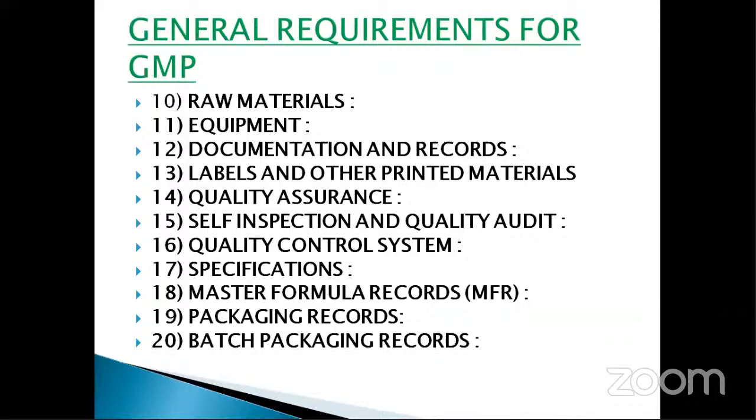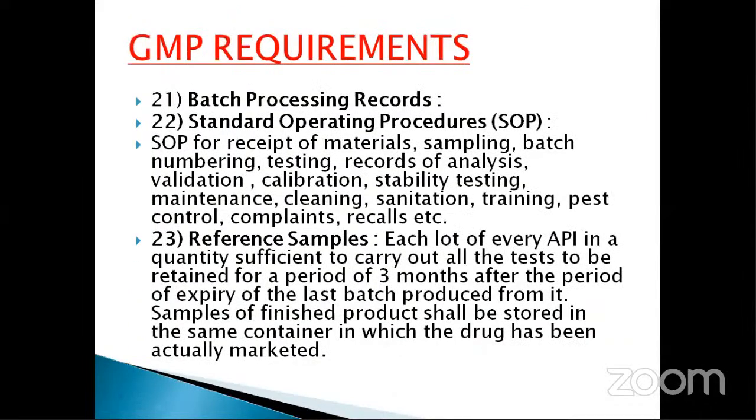Next is SOPs, or standard operating procedures. Very, very important document, SOP, and SOP for each and every operation. The SOP should be there in the company, like for sampling, receipt of materials, batch numbering, what is the methodology of batch numbering, assigning of the batch numbering, testing protocols, records of analysis, validation, calibration of each and every instrument, validation of process, stability testing, how the stability testing will be done, maintenance, cleaning, sanitation, training, pest control.